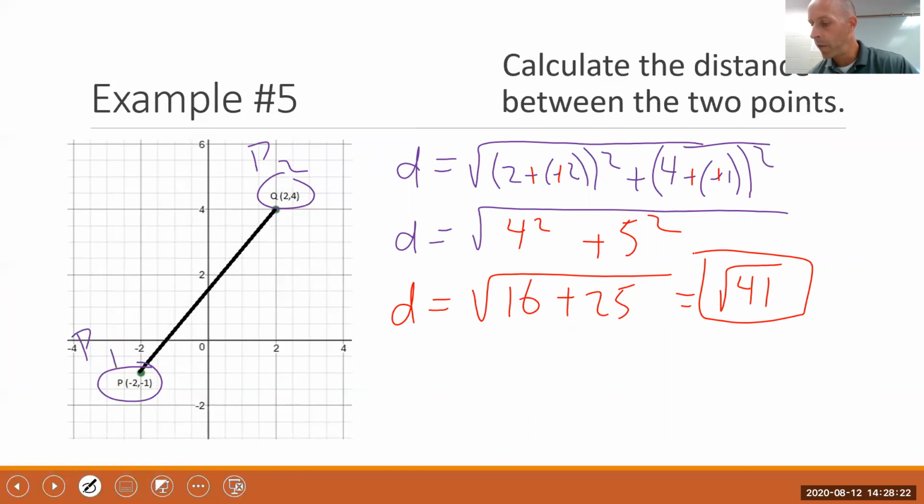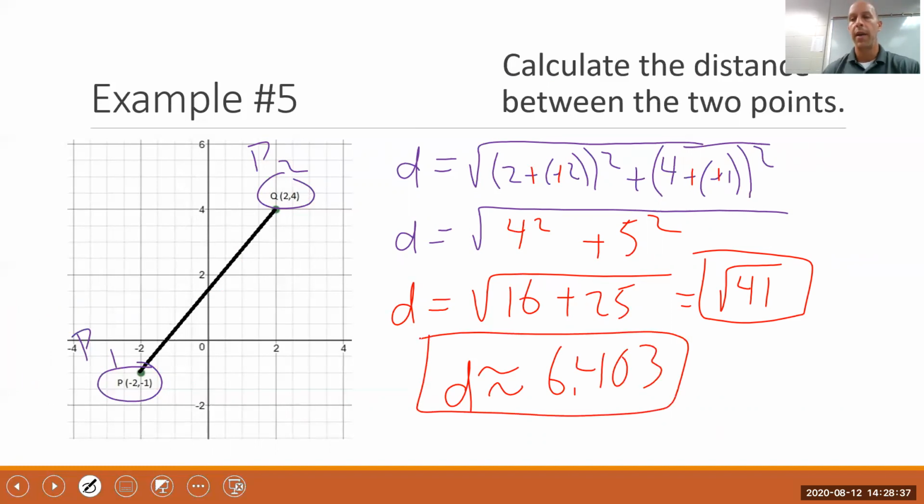So the square root of 41, and I'm just using my calculator to calculate that, this distance is approximately 6.403. So it's approximately that long. If you told someone that you needed square root of 41 feet of something, they're going to look at you like you're crazy. But if you tell them that you need 6.403 meters of something, they can probably understand that a little bit better.